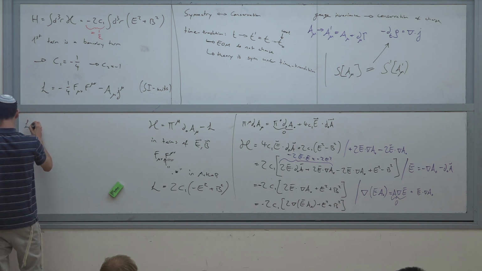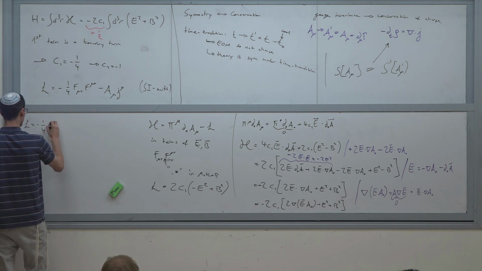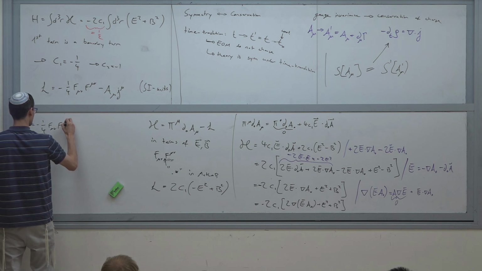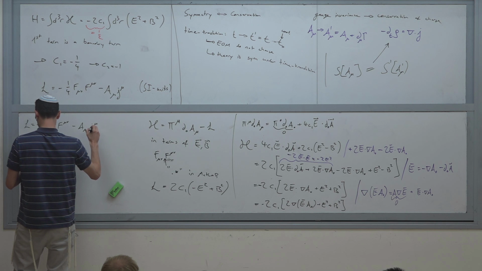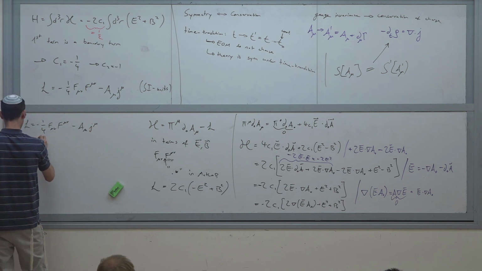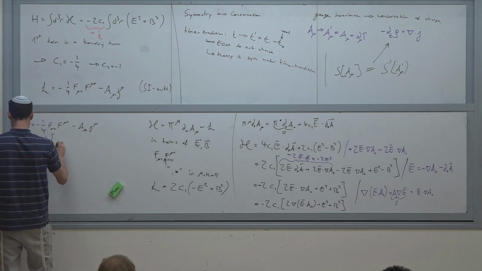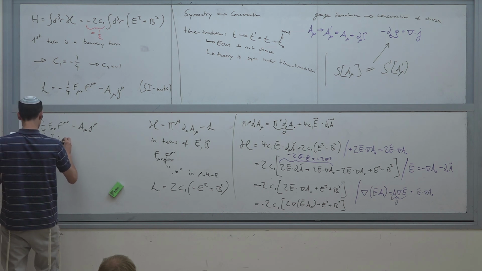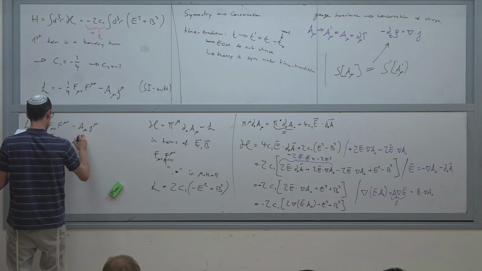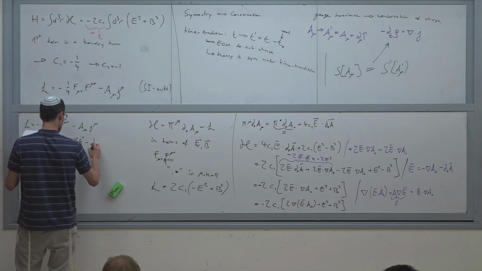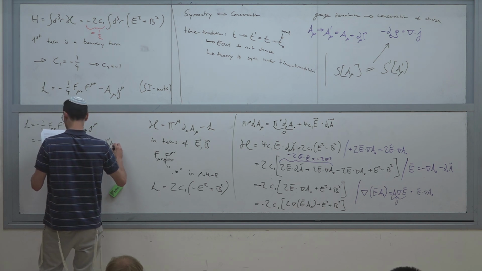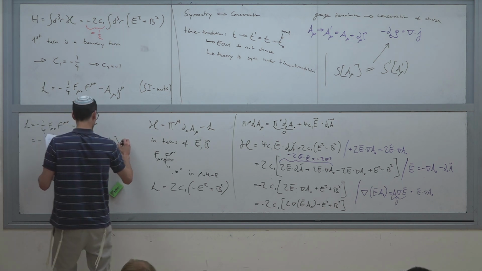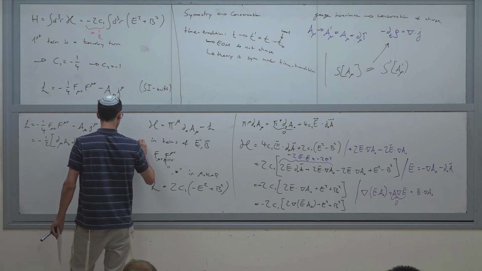So let's start with the Lagrangian. It's minus 1/4 F mu nu F mu nu minus A mu j mu. And this is equal to, repeating some of the math we did earlier, minus 1/2 (d mu A nu minus d nu A mu) d mu A nu minus d nu A mu, minus A mu j mu.